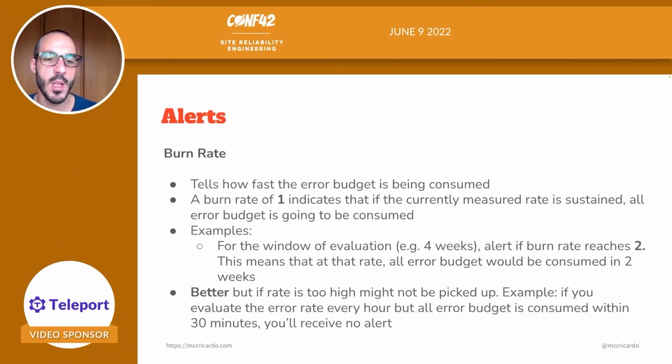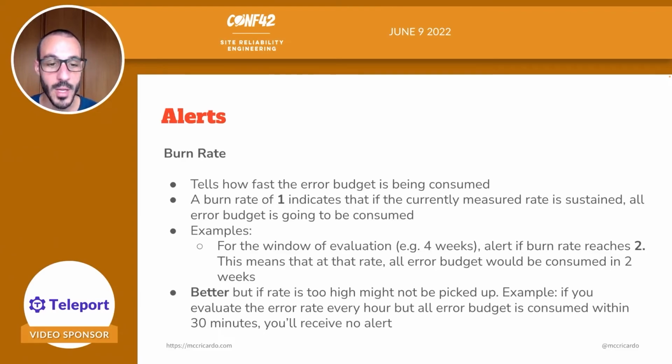Here's an example. For a window of evaluation of, for example, 4 weeks, an alert if the burn rate reaches 2. Why would I want this? Because a burn rate of 2, which is double the maximum burn rate that I want, would mean that I will consume all my error budget in half the time. So for a period of 4 weeks, if my burn rate is 2, after 2 weeks I would have no error budget left. So I would want to receive an alert.